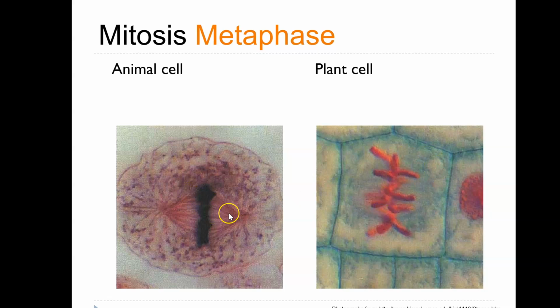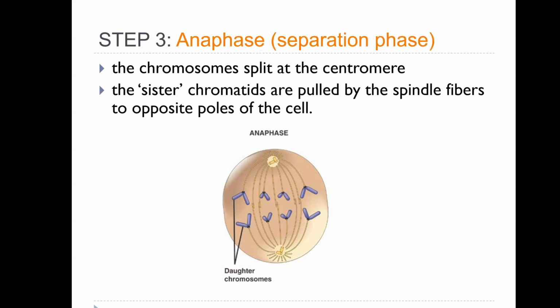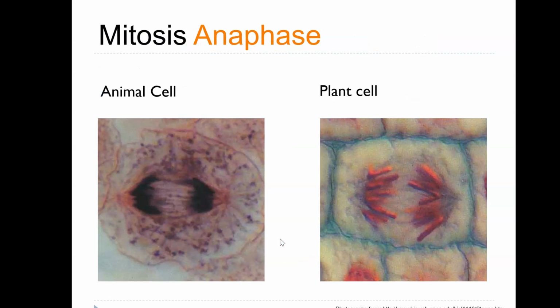Again, here you see the spindle fibers right here, basically branching from the centrioles. These are the chromosomes right in the middle of the center of the animal cell, and here we have that over here in the plant cell as well. Anaphase is when those chromosomes are basically split at the centromere. So each sister chromatid is pulled by the spindle fibers to the opposite poles of the cell during anaphase. And you see that here in the animal and plant cells.